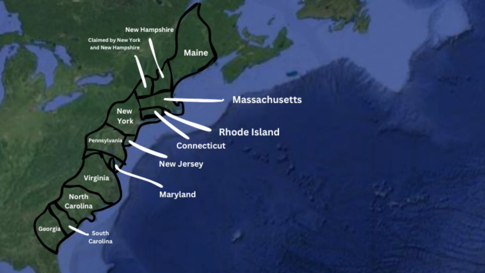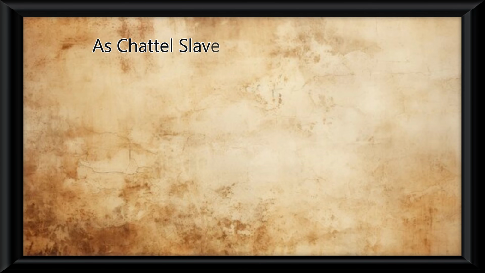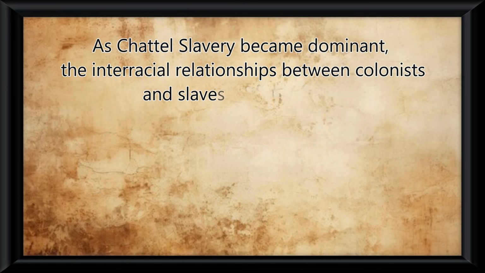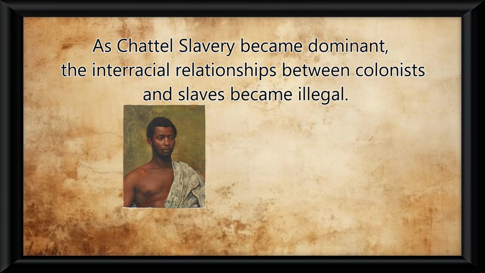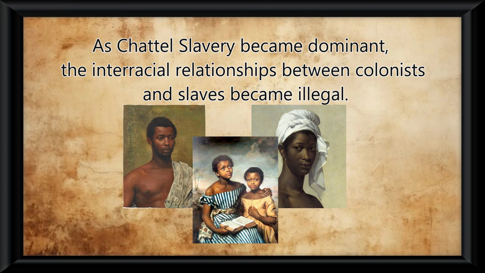These African slaves worked heavily in the Chesapeake Bay and southern Atlantic coast, but the majority of them were in the West Indies. As chattel slavery became dominant, interracial relationships between colonists and slaves became illegal, which made Africans only breed with other Africans, and new laws were put in place that their children would automatically be slaves.